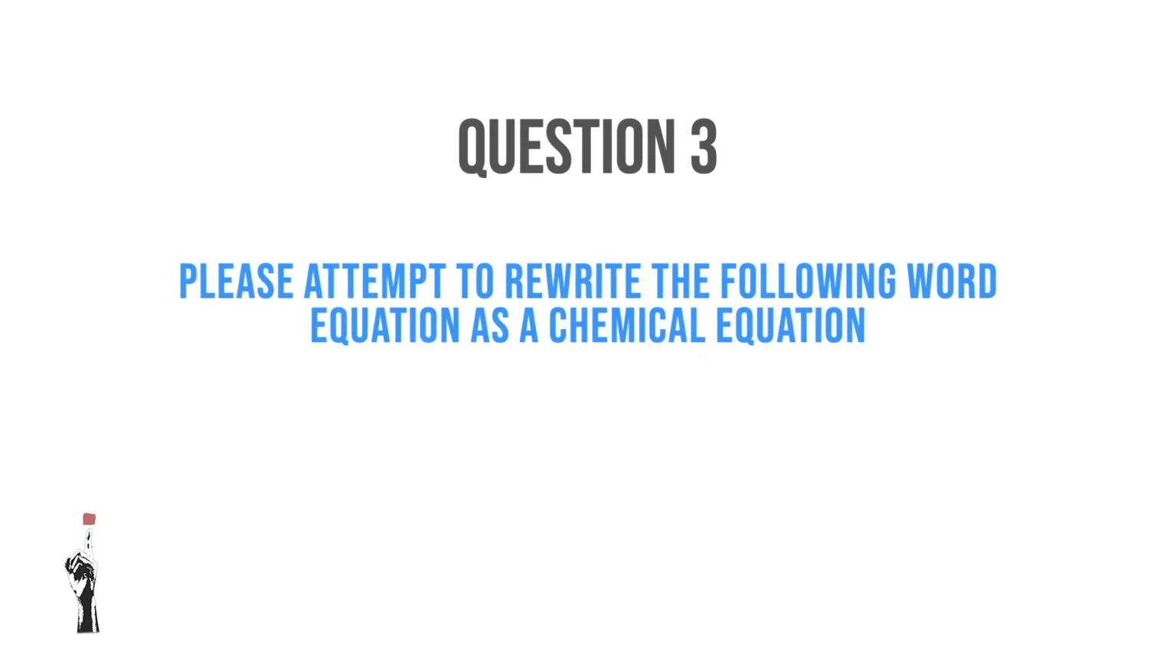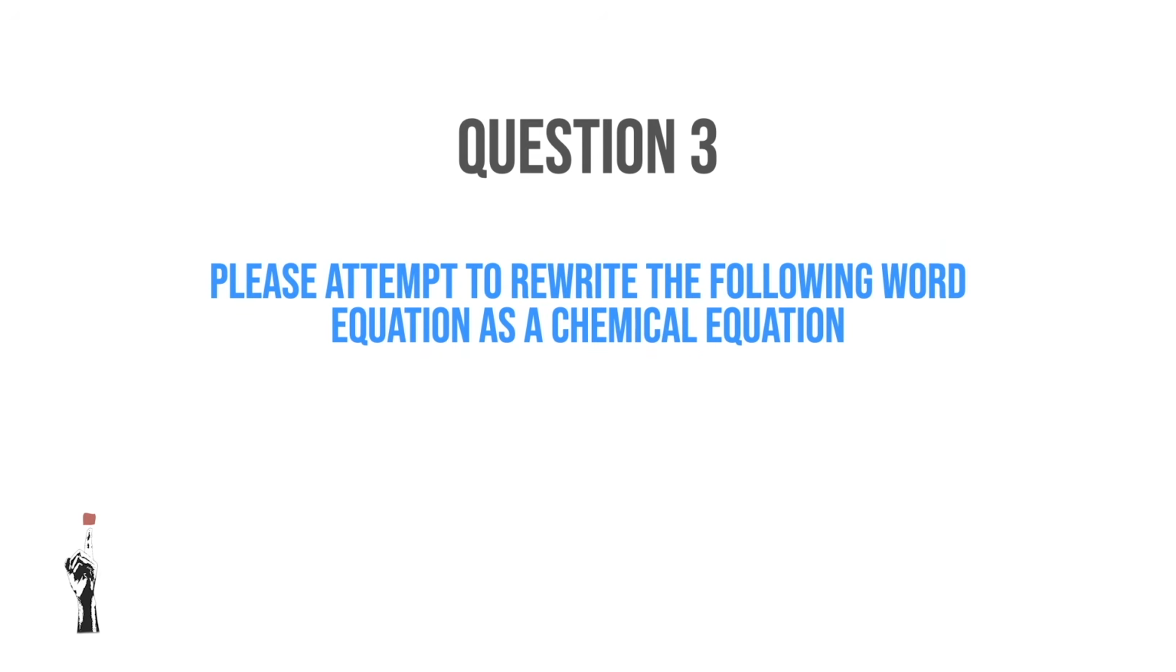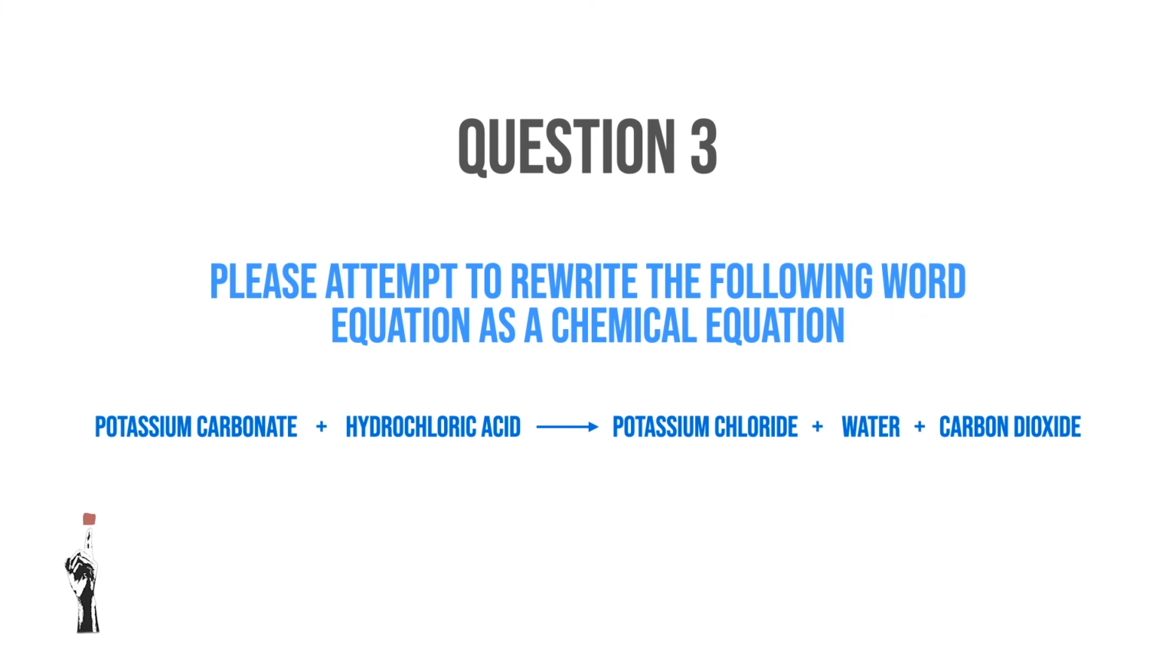Now, using your working knowledge of chemical equations, please attempt to rewrite this word equation as a chemical equation. In this word equation, potassium carbonate reacts with an acid called hydrochloric acid. The products that form are called potassium chloride, water, and carbon dioxide.